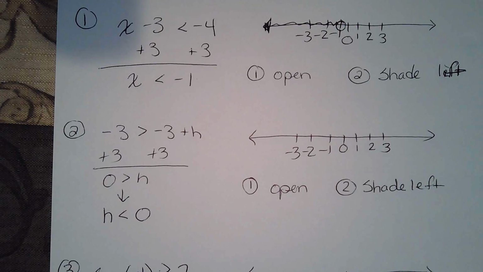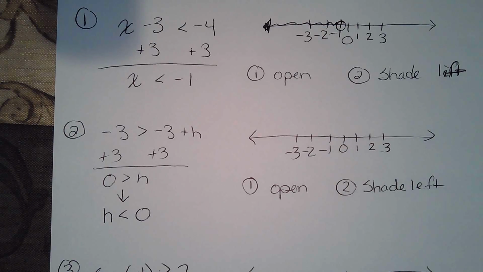Okay, so let's check what we got. First thing is we had to add 3 to the left-hand side to get h by itself. Now, once we got there and we got 0 is greater than h, we then had to rewrite that, because remember we talked about rewriting things. So I flipped the two sides around and flipped my inequality sign so that it matched. So this still says that 0 is greater than h, only this time it says h is less than 0, which means 0 is still bigger.